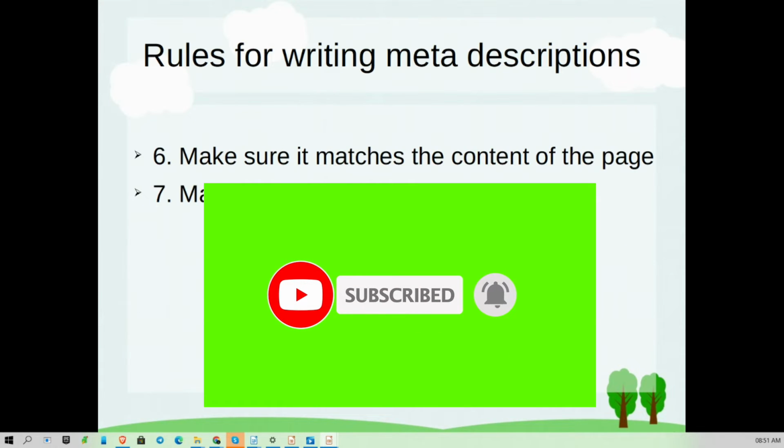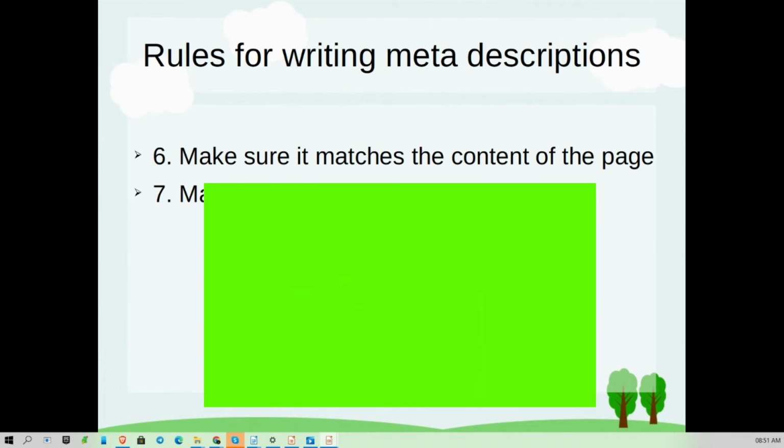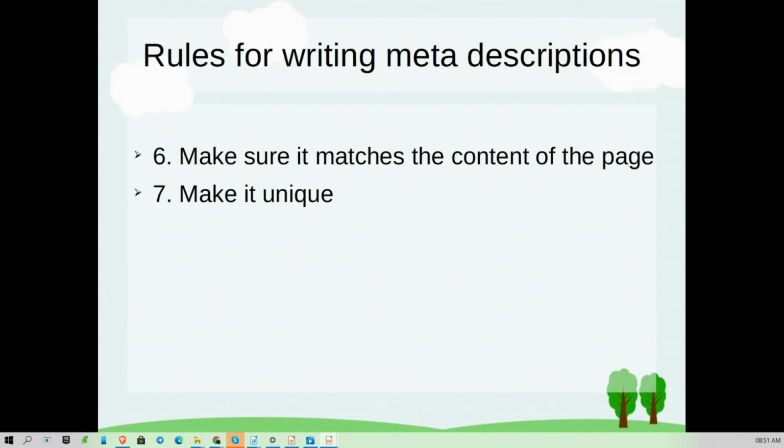The seventh point, make it unique, is saying that your descriptions must be unique from other websites. You have to use some of the same words, like you can't change your product name. Suppose your product name is Boss, you can't change that, but you have to make your sentence in such a way that it does not match with others.